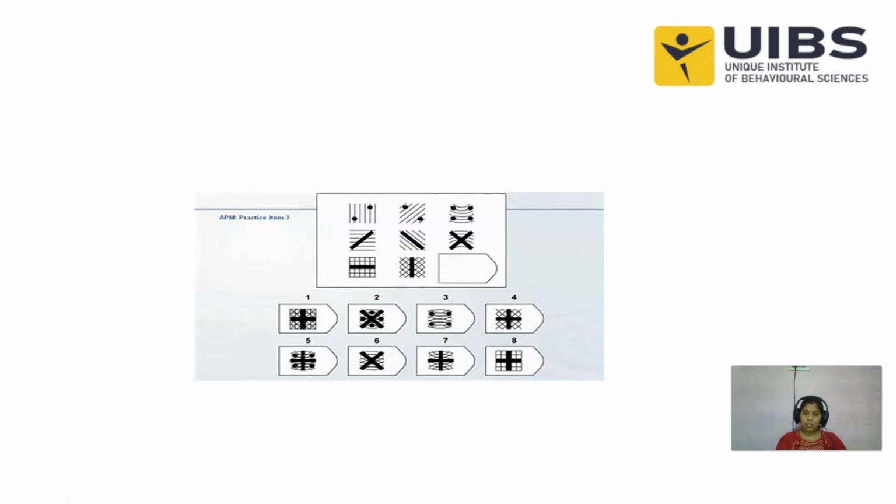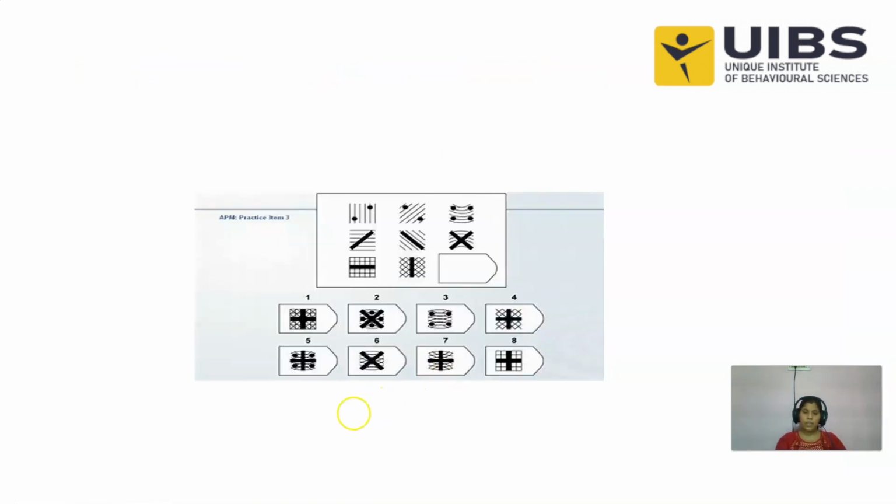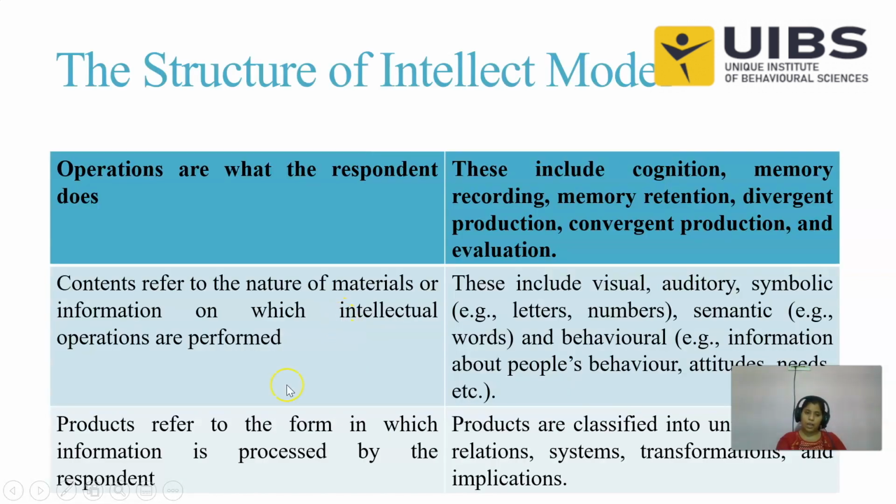Then the product means the form in which the information is processed. Here the information is processed in two ways. First, we are perceiving the unit, meaning each unit we are perceiving, and second, the relation, meaning we have to perceive the relation between each element, and then we can find the answer properly. So that is the product part.